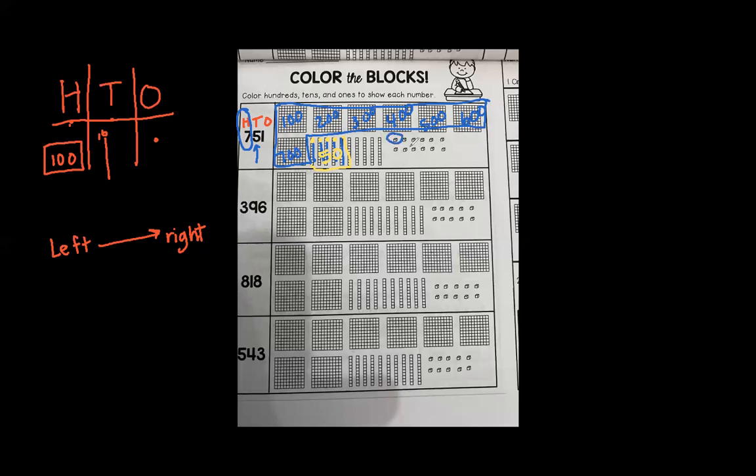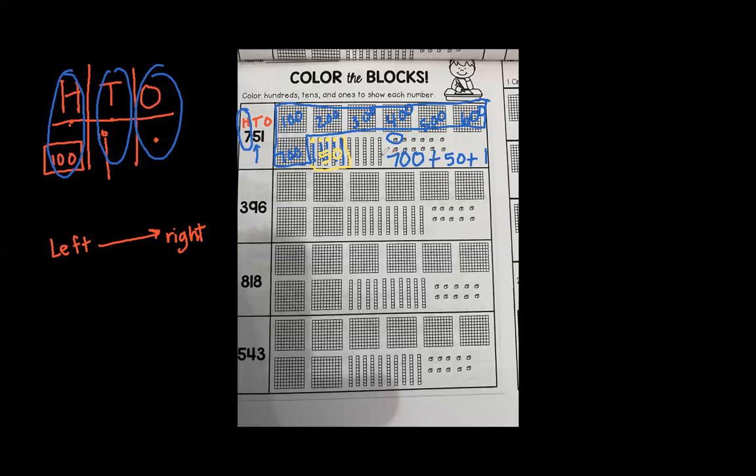When we write our number in expanded form, we have to write the value of the hundreds place plus the value of the tens place plus the value of the ones place. So if we have 700, we write 700. The value of 5 tens, we write 50. And the value of 1 one, 1. 700 plus 50 plus 1.